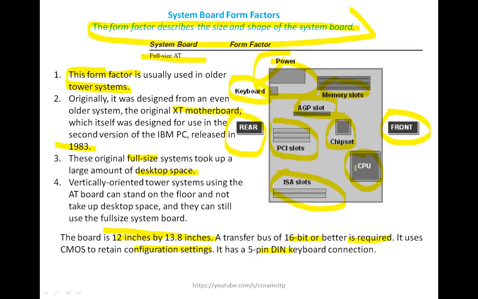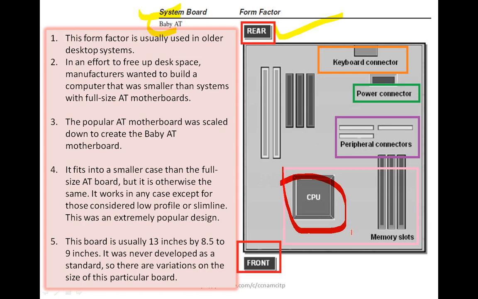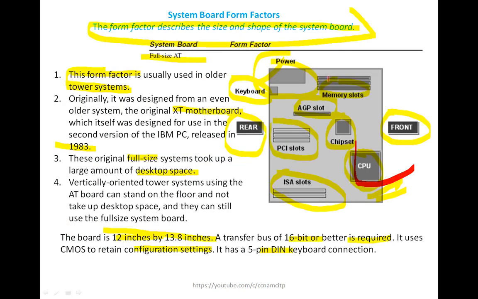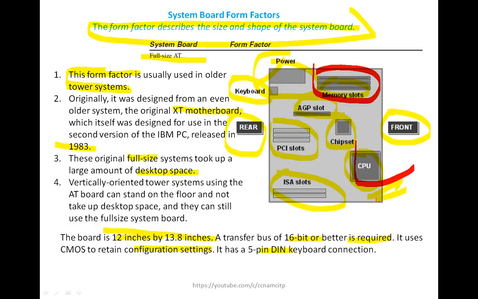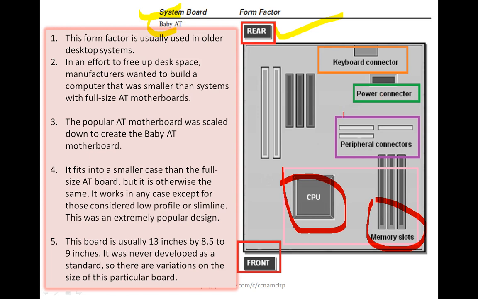If we go back, the CPU is here in full size AT. But if we go to baby AT, it came here. And the memory slot is here. This is how the placement of device connections and slots keeps changing as form factors come to market one by one, and there will be a couple of changes in this. This form factor is usually used in older desktops. So this is also old, not the latest one.